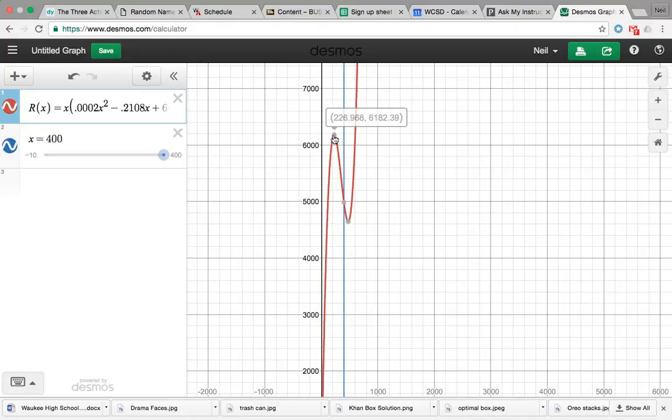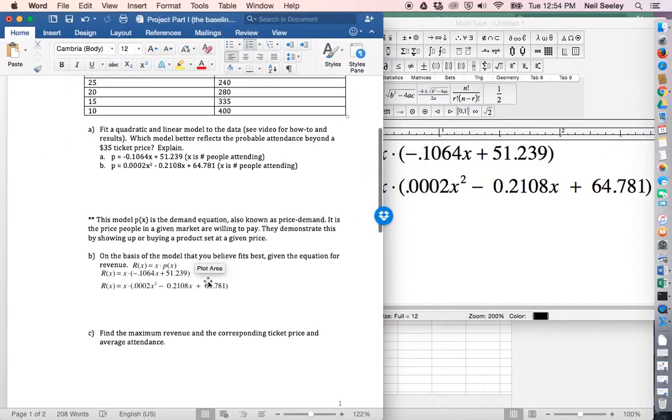Well, there it is, that peak right there, 226.9. You can't have fractional people, so let's round up since we want to make sure we count a full person. So we'll go 227. And at 227, it looks like we have 6182-ish as far as our revenue. So let's go 6182 is our revenue. Okay, 227 and 6182. That answers this maximum revenue business.